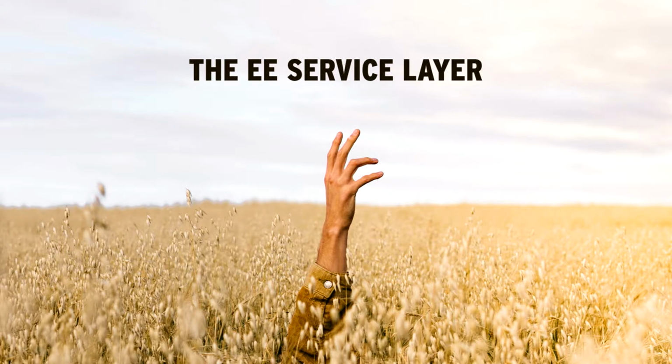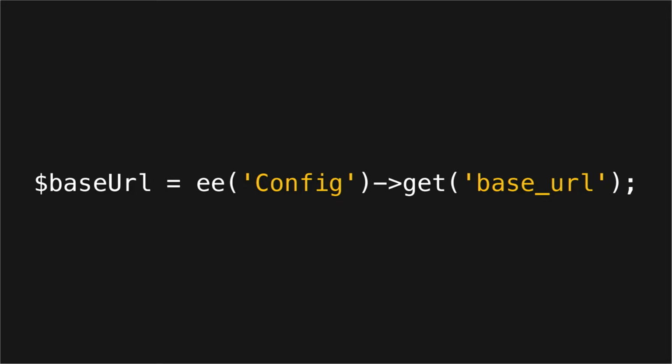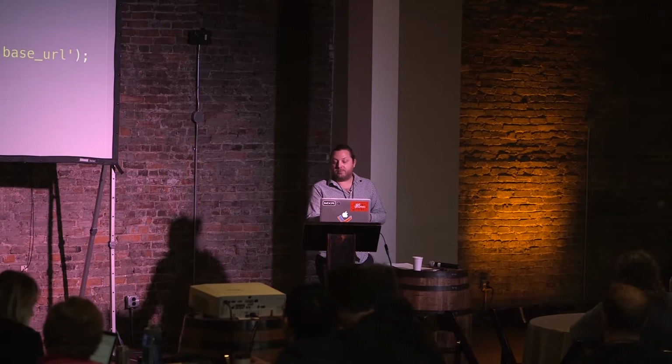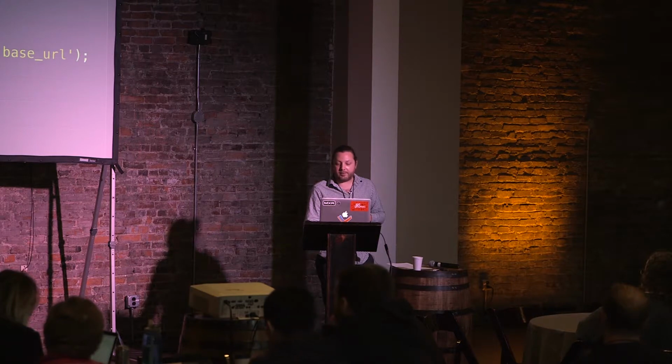So that was services in general. Let's look at how the EE service layer itself works. Most of you know this call, and this generally is sort of the master EE object. But starting in version 3, we were able to pass in a parameter, which gives you access to one of the core services. So in this case, config. And you can ask this config to, say, get you a value out of the config file, such as the base URL. And there'll be a number of different methods on each service that you can ask for.